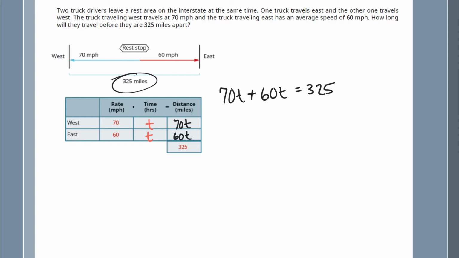Once we've got it set up, this is probably the easiest one to solve. Just add together your like terms. Divide both sides by 130. And we get t to be 2.5.